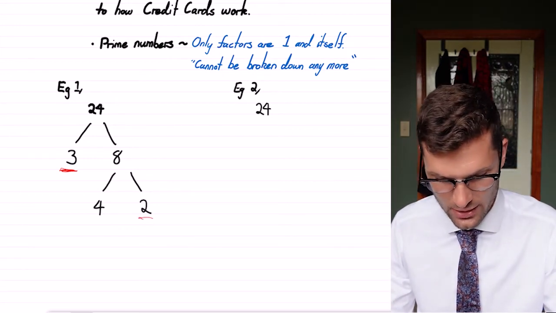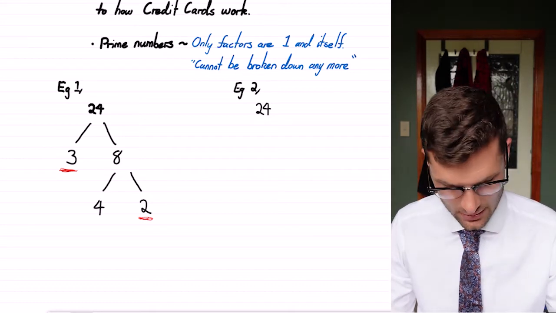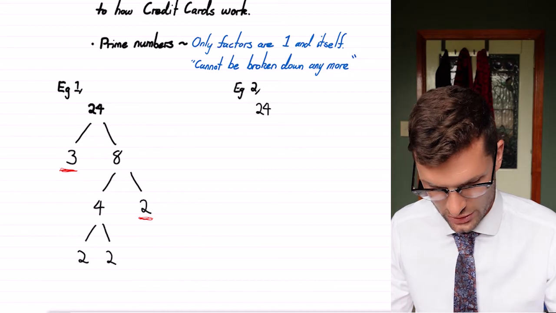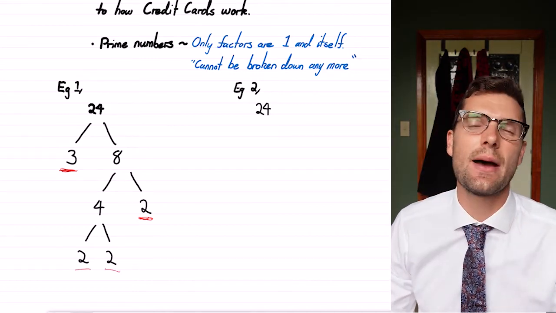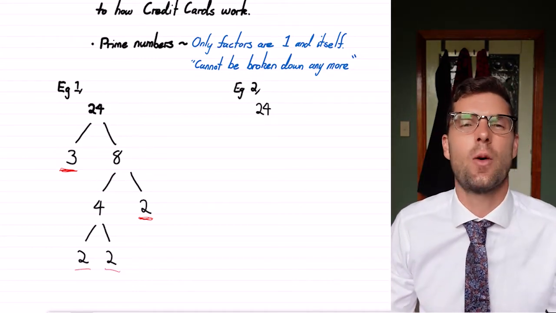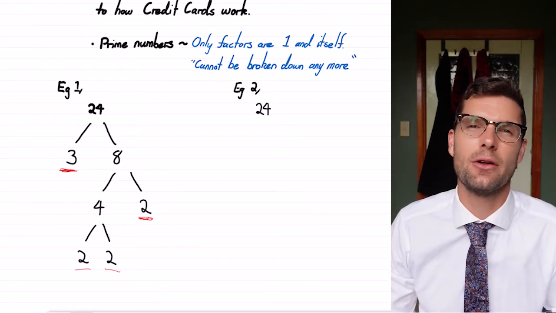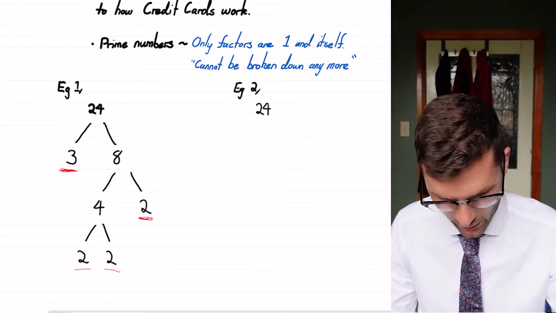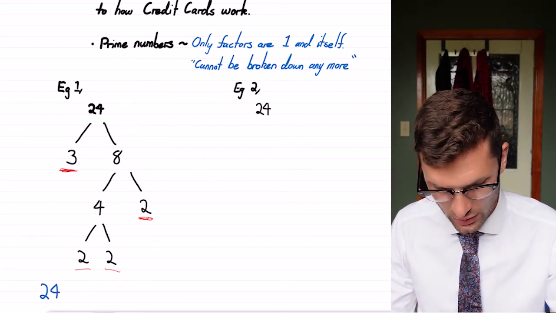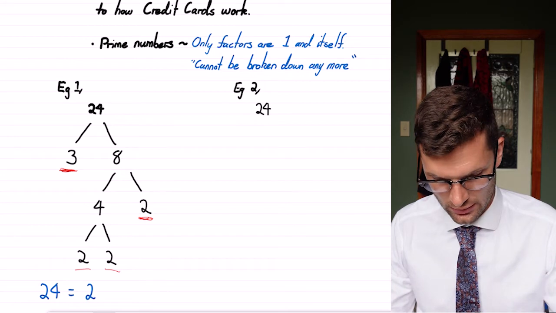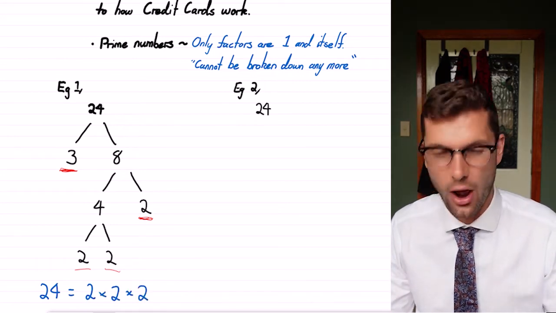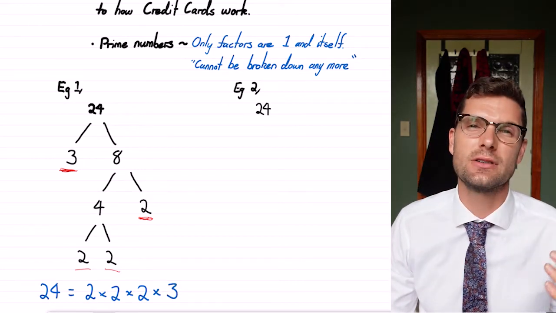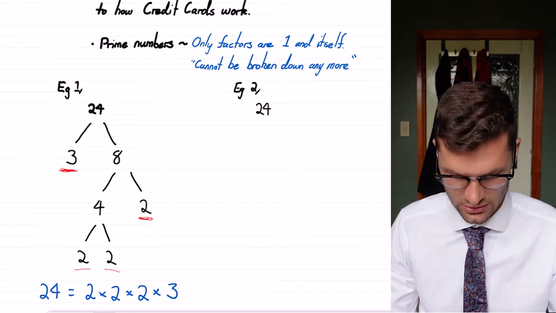2 is a prime number, so 2 can't go any further. 4 breaks down into 2 and 2, which are both prime numbers as well. So that means we know that we've finished. Once each one of these branches has a prime number at the end, that's when you know you're done. So what this is saying is that 24 can be broken down into the prime factors at the end of each one of these branches. So 24 is equal to 2 times 2 times 2 times 3.